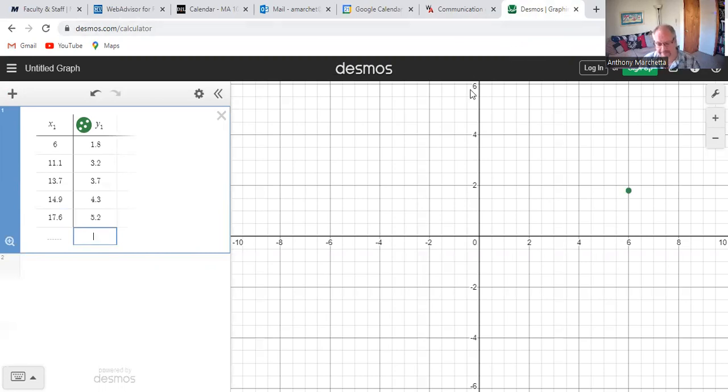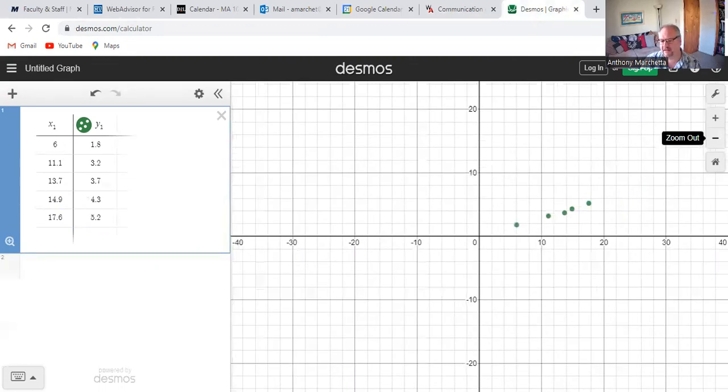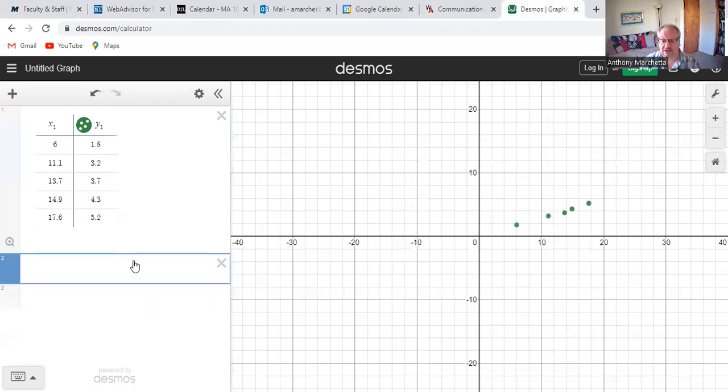Now I have the data in. Let's get a look at it. Looks like it goes 6 to 17.6. Let me just zoom out a little bit. Yeah, that's good enough. I could see them now. Let's get that line. Go and click a new cell.